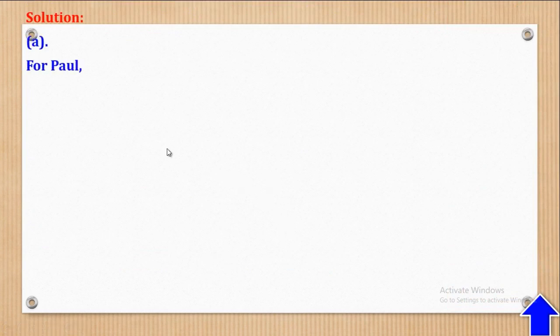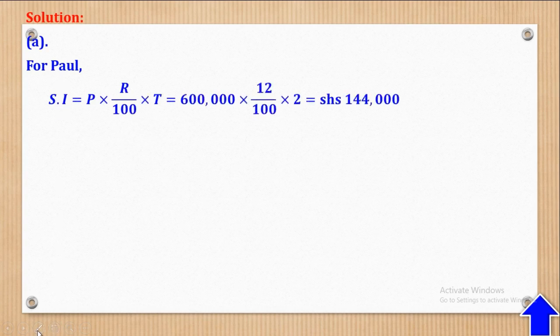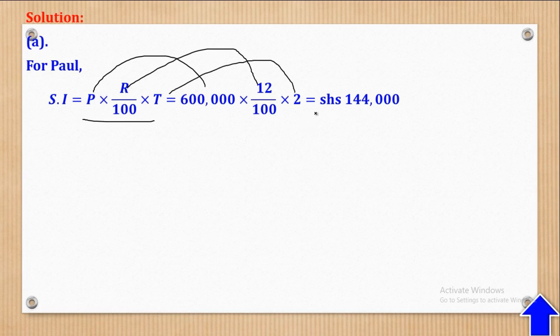So for part A, we shall say that for Paul, remember Paul was simple interest, so simple interest is given by the formula P times R over 100 times T, where P is shillings 600,000, R is 12, and T is 2. When I simplify, I come up with shillings 140,000.